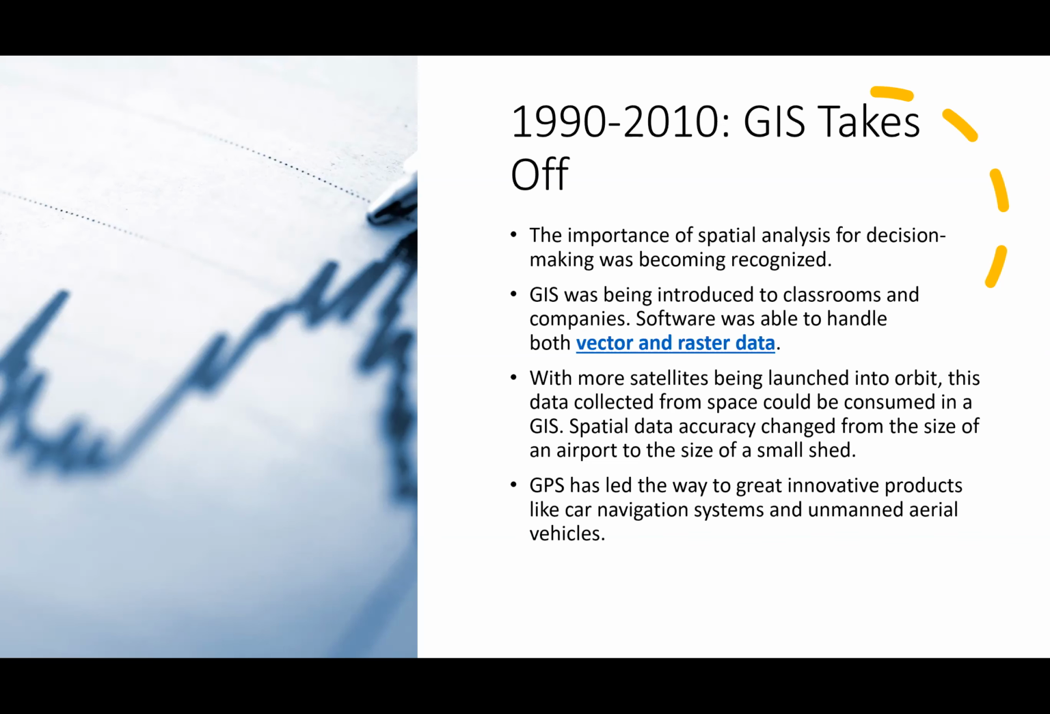GIS was being introduced to classrooms and companies, and software was able to handle both vector and raster data. We'll talk about vector and raster data later on. I'll give you a little snippet now, though. Vector data is based on, again, coordinates. It is points, lines, polygons, shapes that you see on the screen. And then raster data is more picture type data, satellite imagery, photography, and it's more pixel based, grid based. Again, we'll talk about those things more in another session, but this was the beginning of vector and raster data combined into one software.